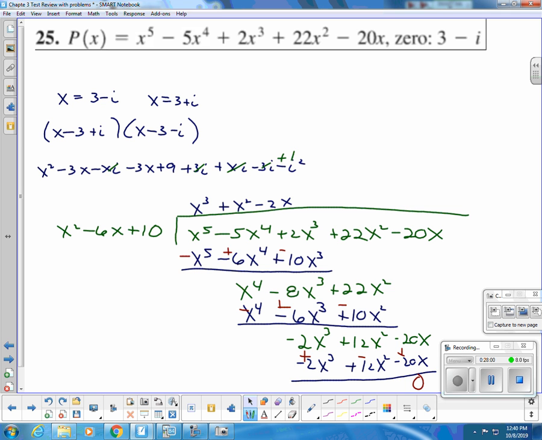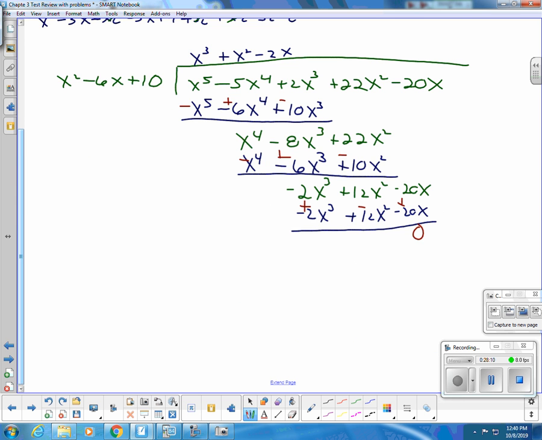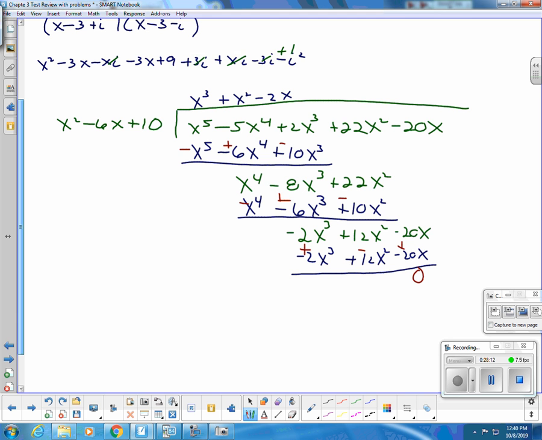Not a 0. That's great. Now what do you do? You got a cubic up there. What do you got to do with that? You've got to try to factor it. It's a cubic, so it's got to be something to be able to factor. I can factor out the x.